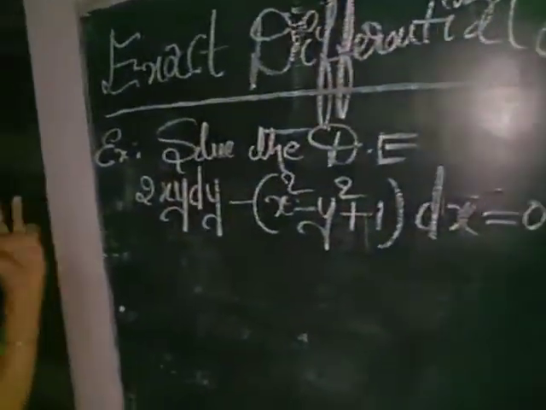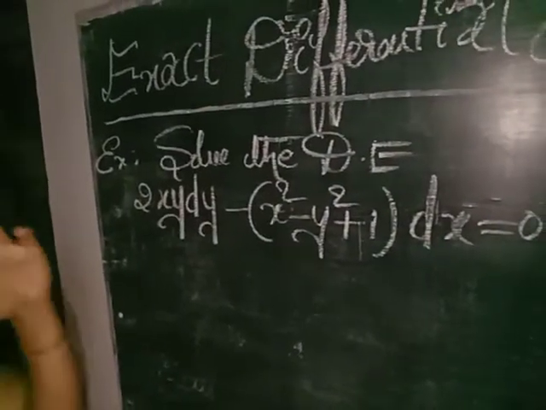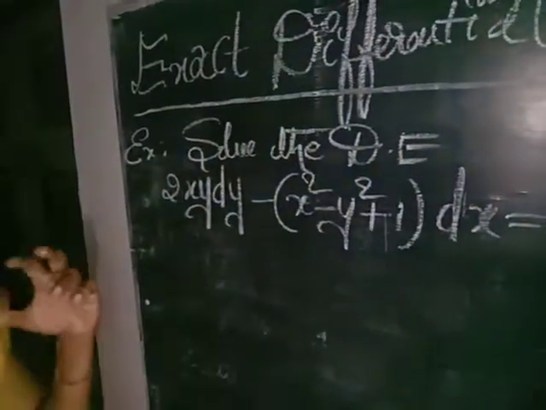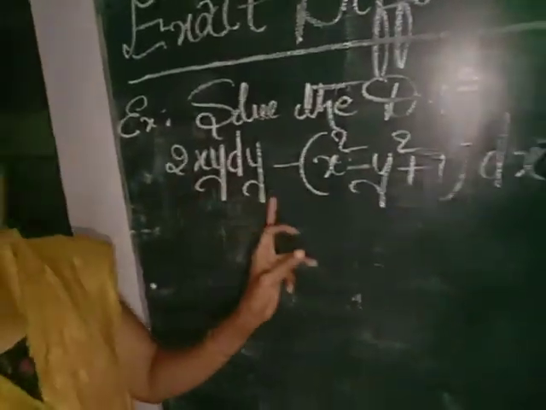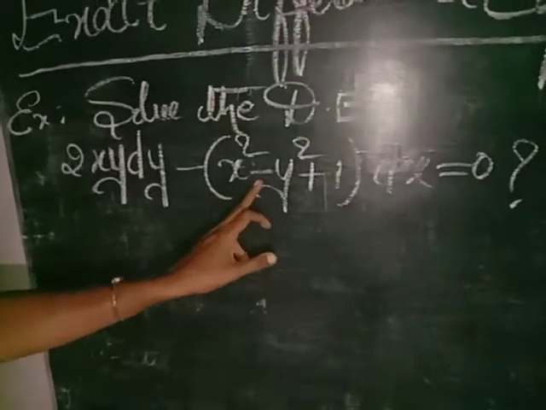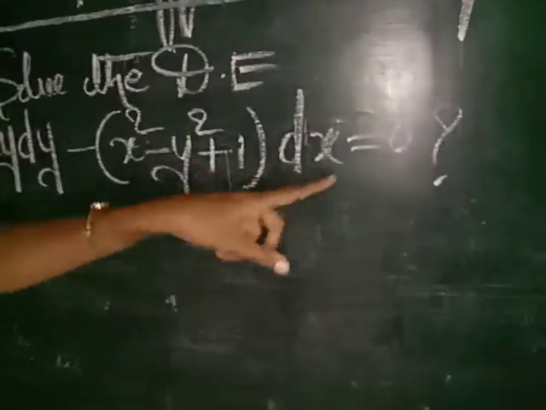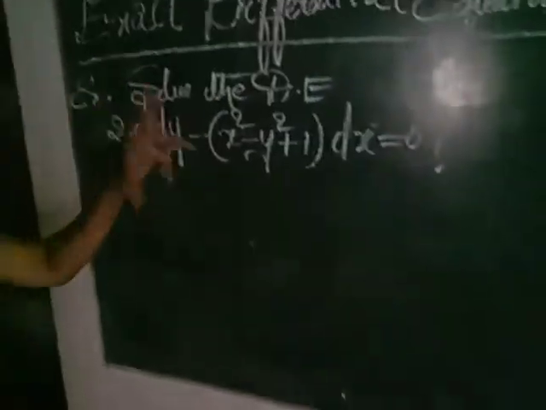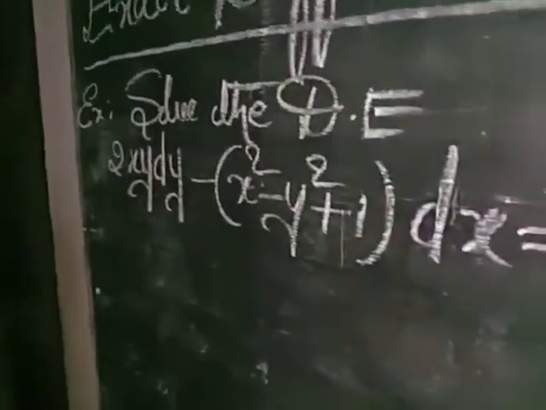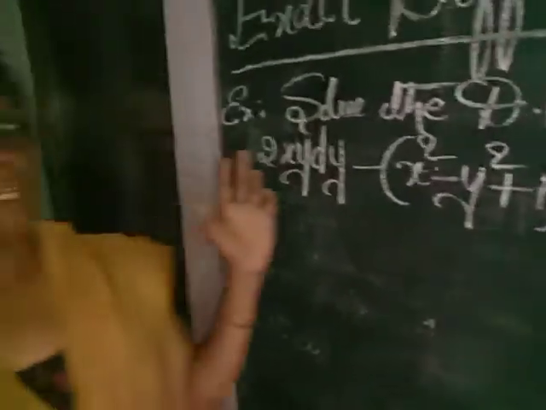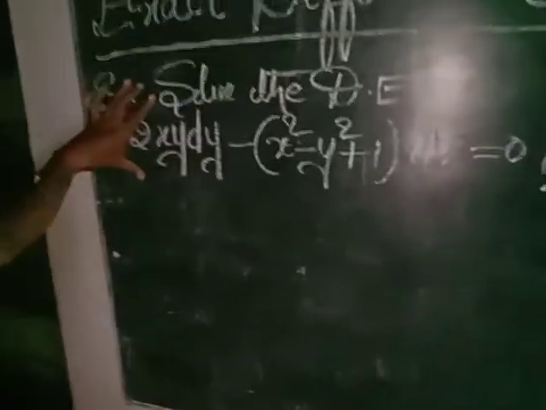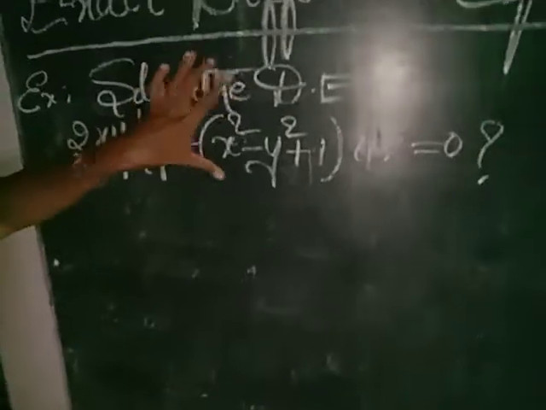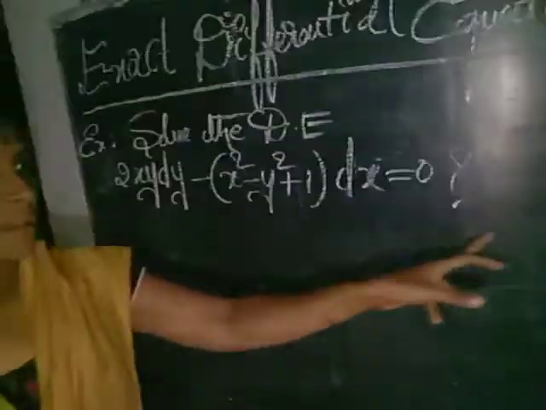Let's get started with another example. Solve the differential equation 2xy dy minus (x square minus y square plus 1) dx equals 0. This is an exact differential equation. Now we have to solve it using the exact differential equation method. This is a first order and first degree differential equation.